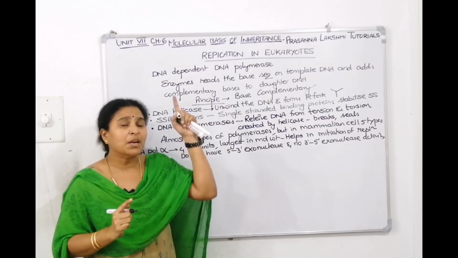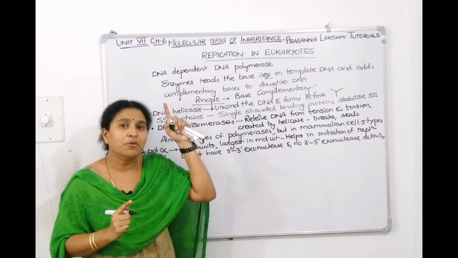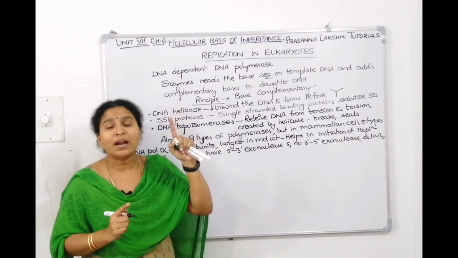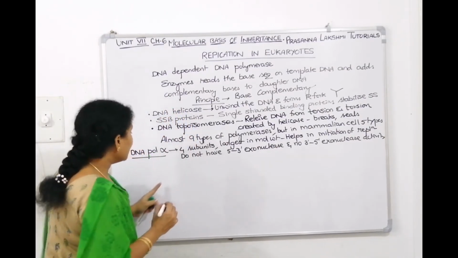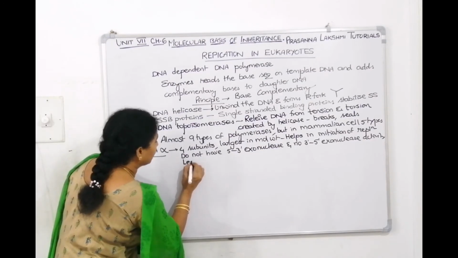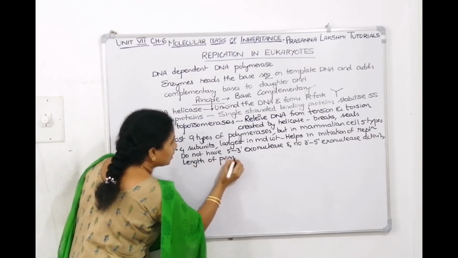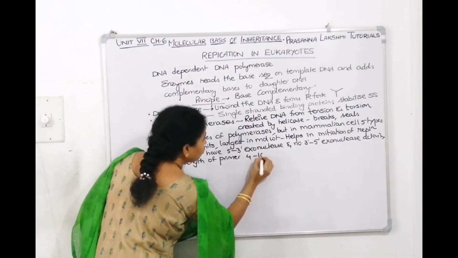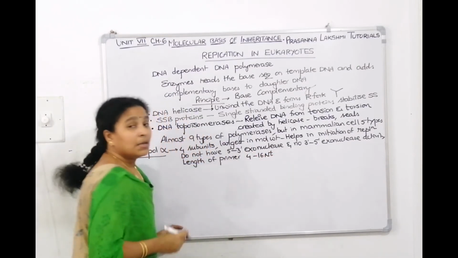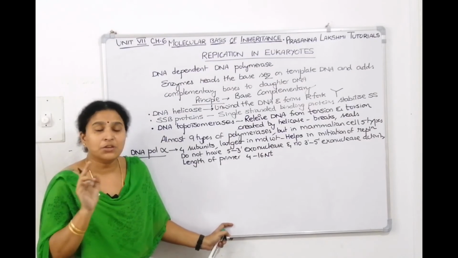What is the length of the primer in prokaryotes? We told the length of the primer in prokaryotes is 4 to 12. Here in eukaryotes, the length of the primer is 4 to 16 nucleotides long.